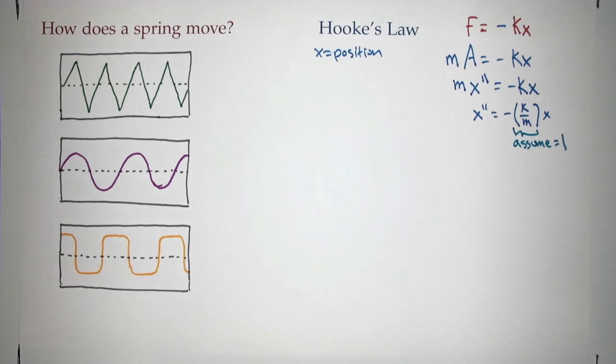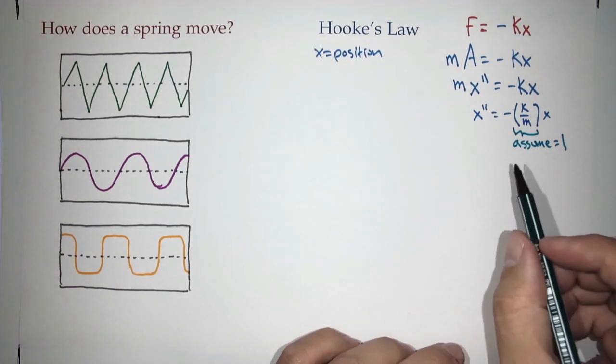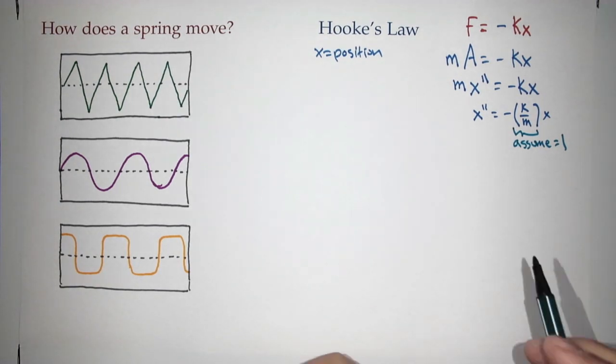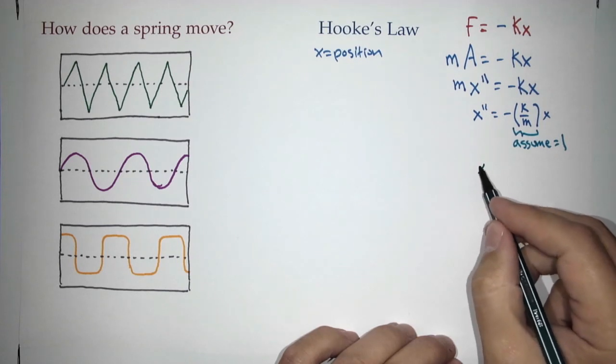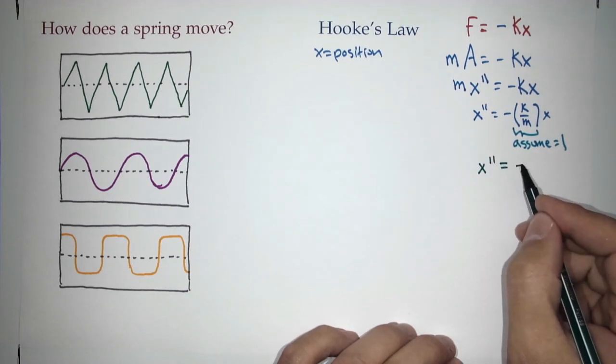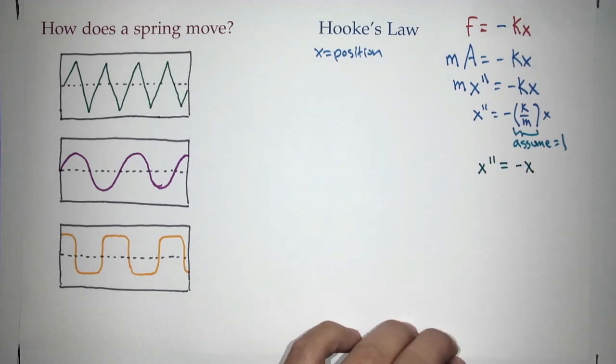All right. So we've come to the conclusion, starting from Hooke's law. And Hooke's law makes sense, right? The more you pull it, the stronger the force should be trying to get back to where it started from. That's what Hooke's law says. It's very intuitive. So we've come to the conclusion that x double prime, the second derivative of x, is minus x, where x is position.